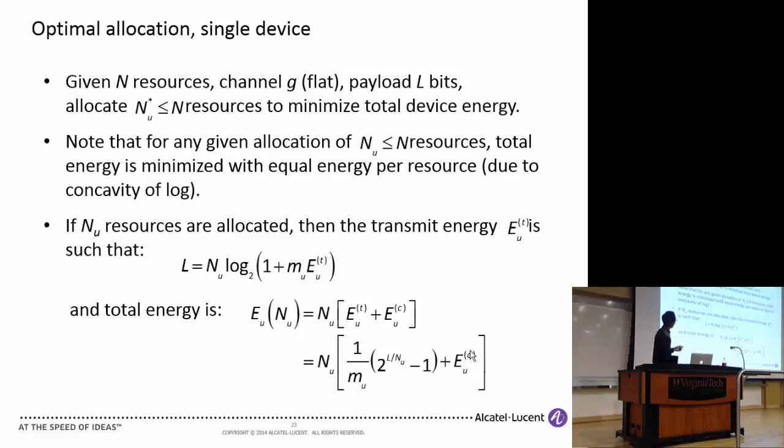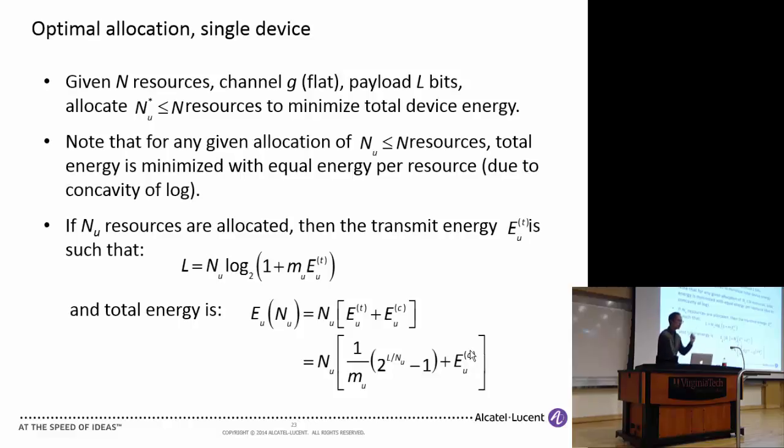bits. Therefore, if you allocate NU resources, then you transmit with energy ET such that you have N resources times log2 of 1 plus SNR, which is basically the number of bits per resource. And then you have N resources, and you want that to be equal to L. So given L and given NU, you can solve for E. Okay, and that's what's done here.